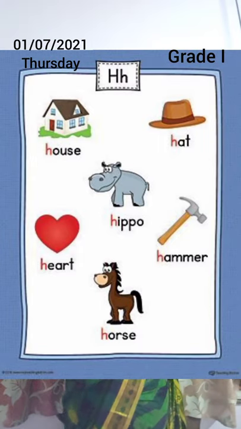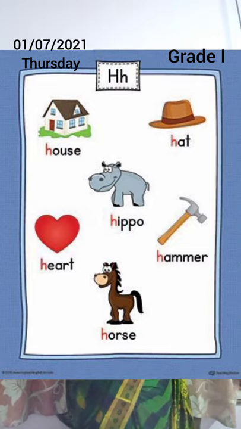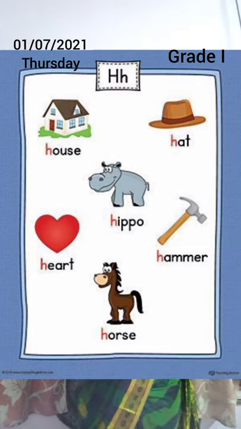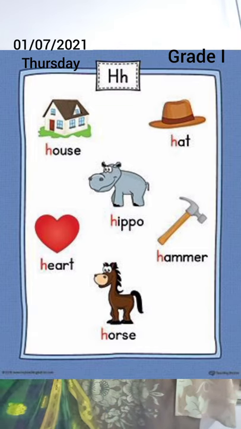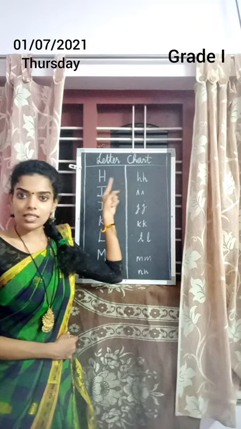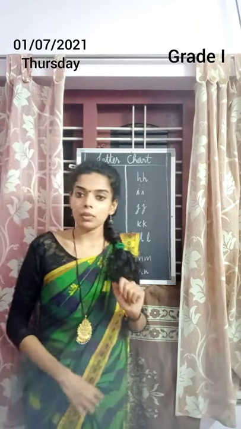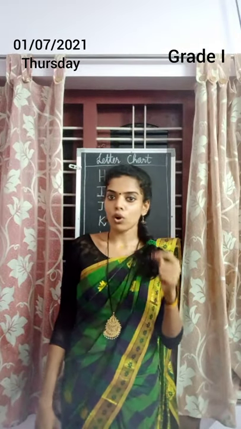Hippo. H-I-P-P-O. Hippo. Heart. H-E-A-R-T. Heart. The alphabet is H. The sound of H is H. So the examples are horse, house, hat, hippo, heart. So let's move on to the next one.